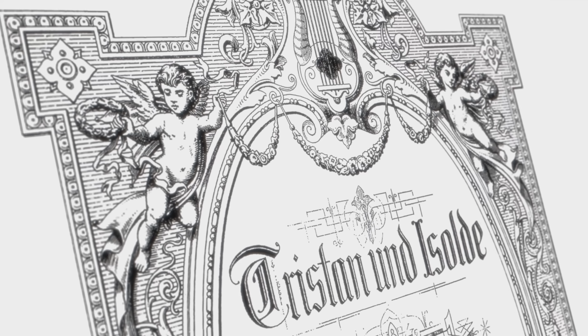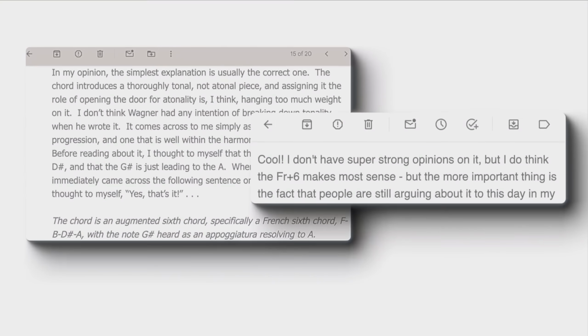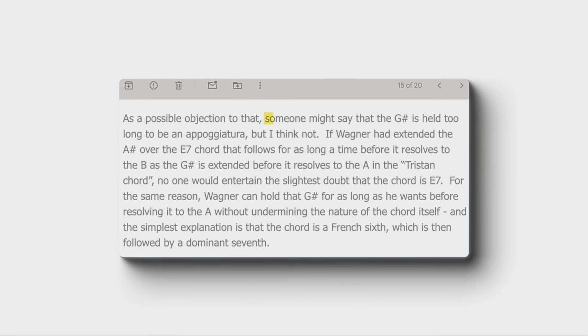During the course of this video, I reached out to a couple music teachers about this to see what their opinions would be, and many of them favor the French 6 explanation. An observation from one of these teachers that I found particularly interesting was this. Someone might say that the G sharp is held too long to be an appoggiatura, but I think not. If Wagner had extended the A sharp over the E7 chord that follows for as long a time before it resolves to the B as the G sharp is extended before it resolves to the A in the Tristan chord, no one would entertain the slightest doubt that the chord is E7. For the same reason, Wagner can hold that G sharp for as long as he wants before resolving it to the A, without undermining the nature of the chord itself.